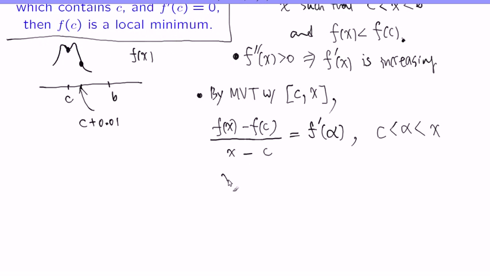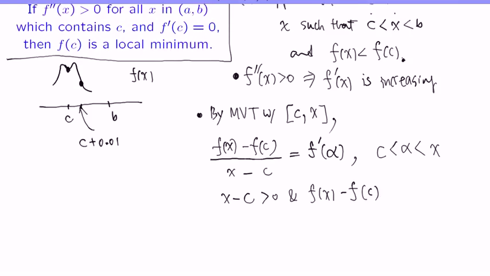From here, what do you think the sign of this x minus c is? Is that positive or negative? It's positive. x is greater, right? To the right, so it's positive. How about f of x minus f of c? Do you know this part? f of x minus f of c? Why is it going to be positive? Yeah, x is greater than c.